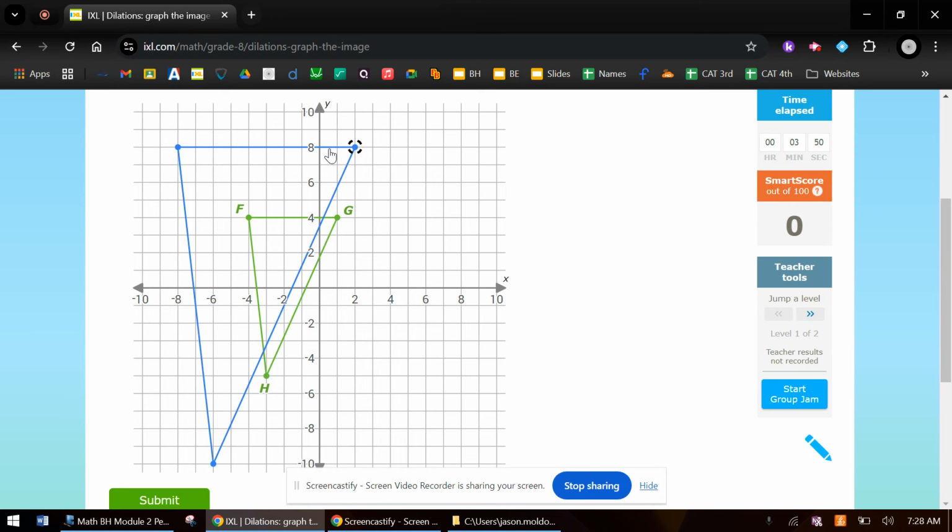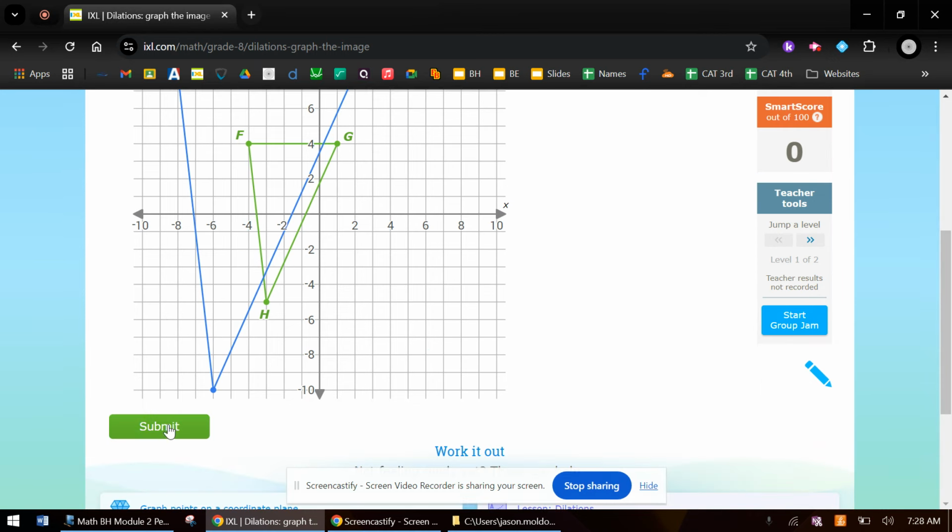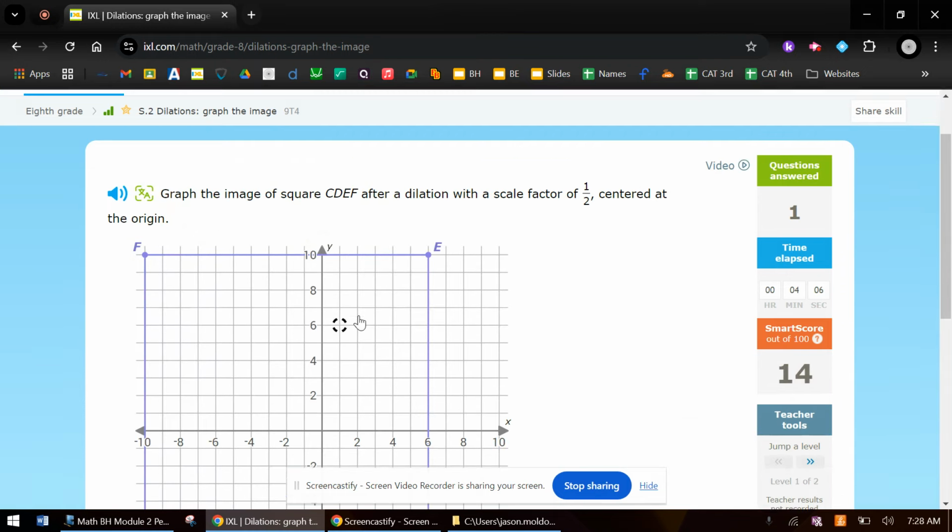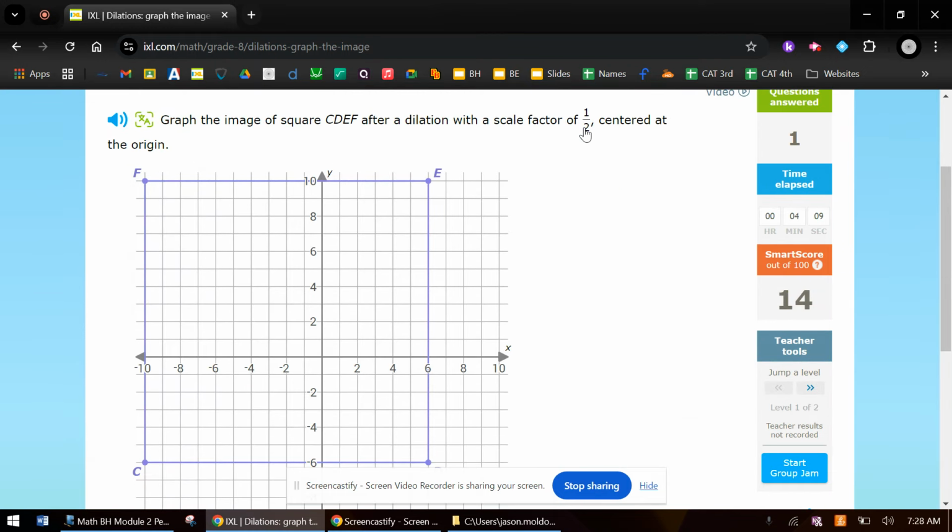Also, you'll notice that there are some parallel lines, like this line and this line are parallel, and this line and this line are parallel. So if you have matching or corresponding sides and they don't look parallel, then you have a mistake. All right, this one we're going to do a dilation of half.